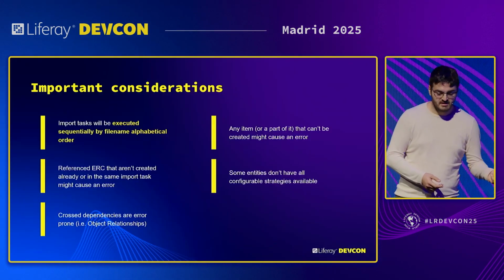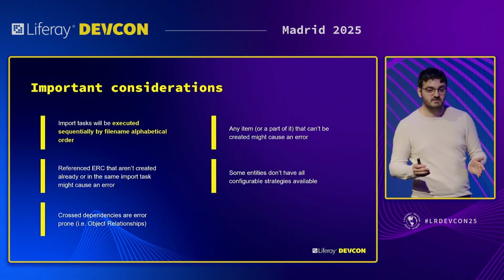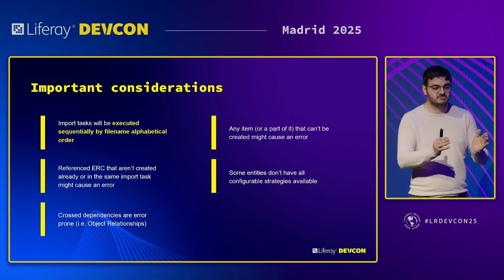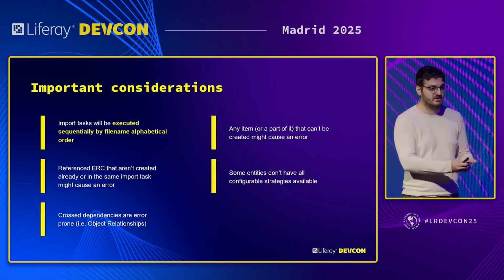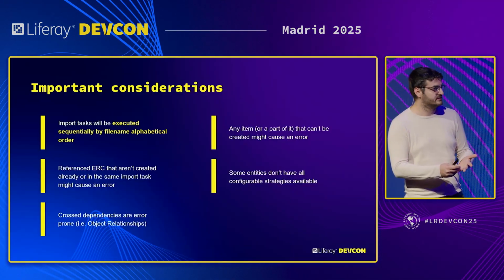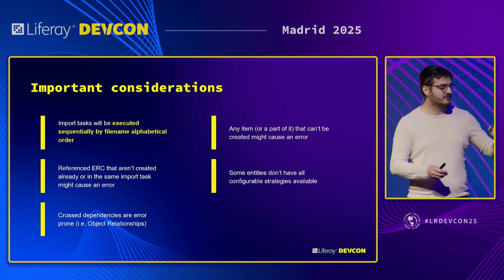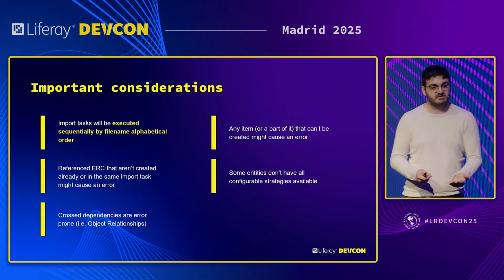Also, some entities don't have all configurations available. For example, when we talk about object definitions, we have the object definition itself, and we have all the parts like the relationships, the fields, the object actions. All of those don't have, for example, the update strategy. They only have the import strategy.